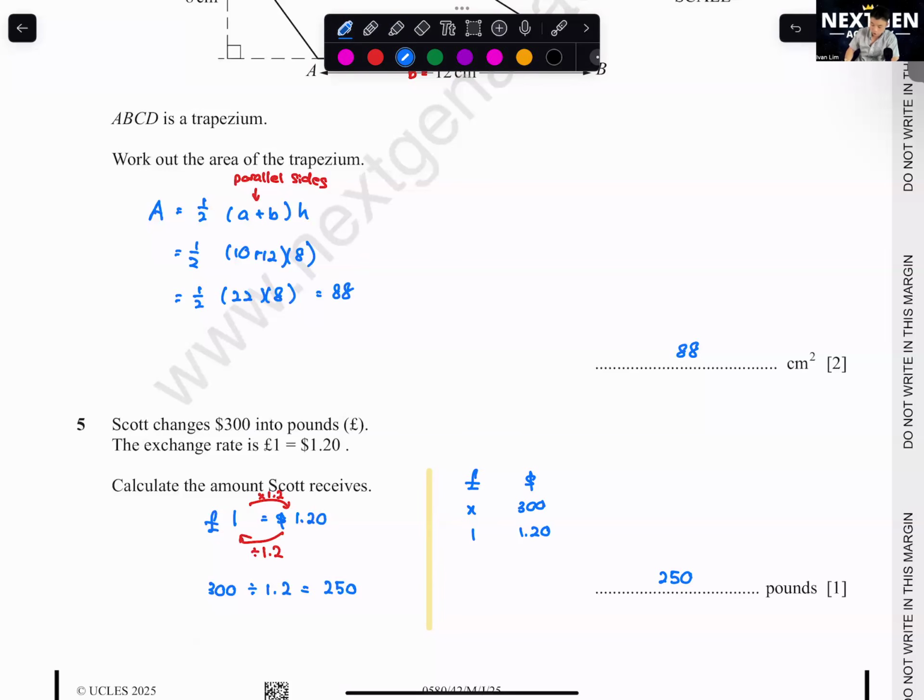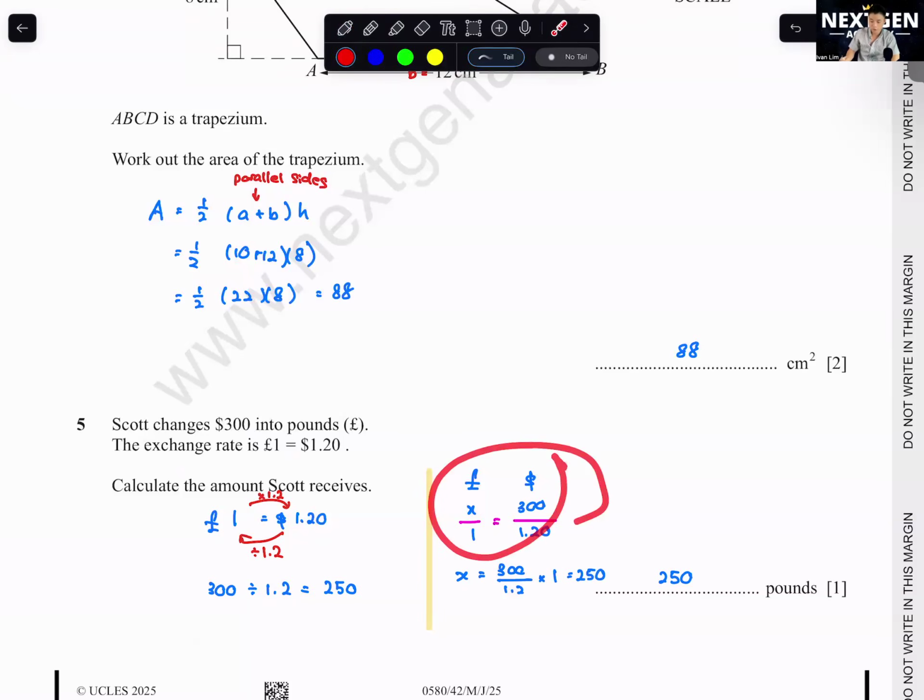So you write it into a ratio like this first, then you convert it into a fraction equation. If you're not clear, just write it like that. So x over 1 equals 300 over 1.2. Therefore, x equals 300 divided by 1.2 times 1, which is also 250. I like to use this method for money conversion if the conversion is not a nice value, that means it's not 1 to something. This one we call 1 to n. The 1 to n conversion can also apply to map scale.